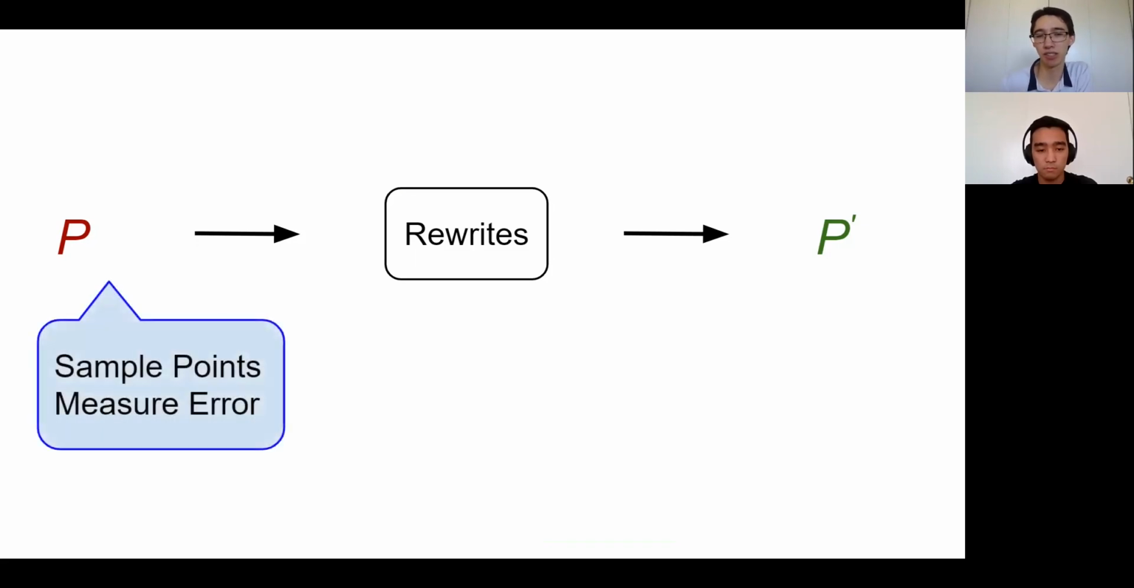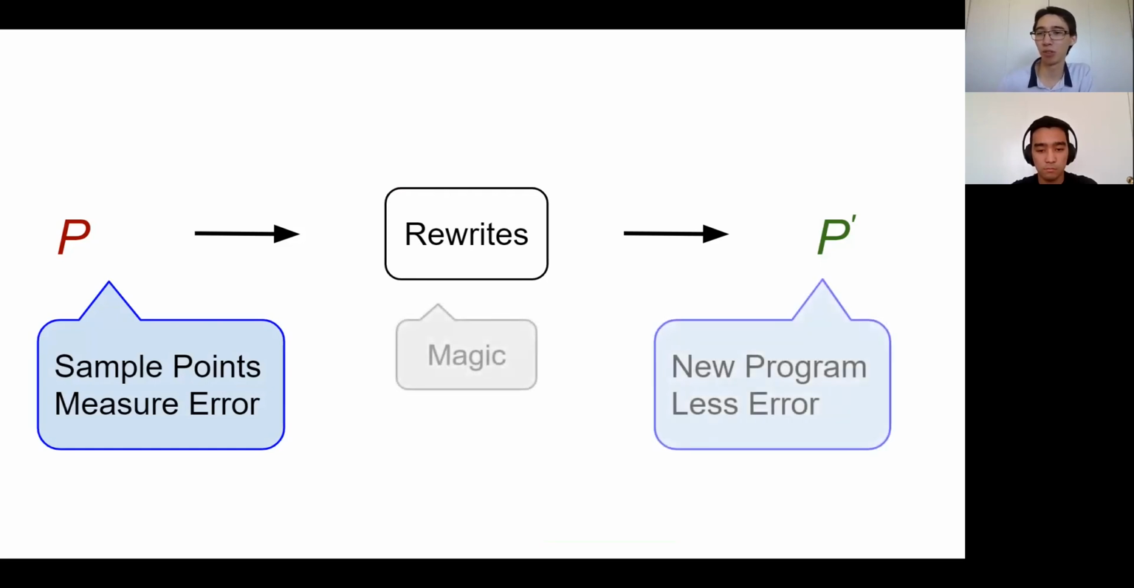So the first thing it does is sample a bunch of points and measure the error of P on each of the points. Then it applies rewrites to P and produces P prime which has less error. But how does it apply rewrites to P? There are lots of ways you can apply a rewrite to a program. You can apply it to multiple parts of a program, and you can even apply it multiple times to the same program.